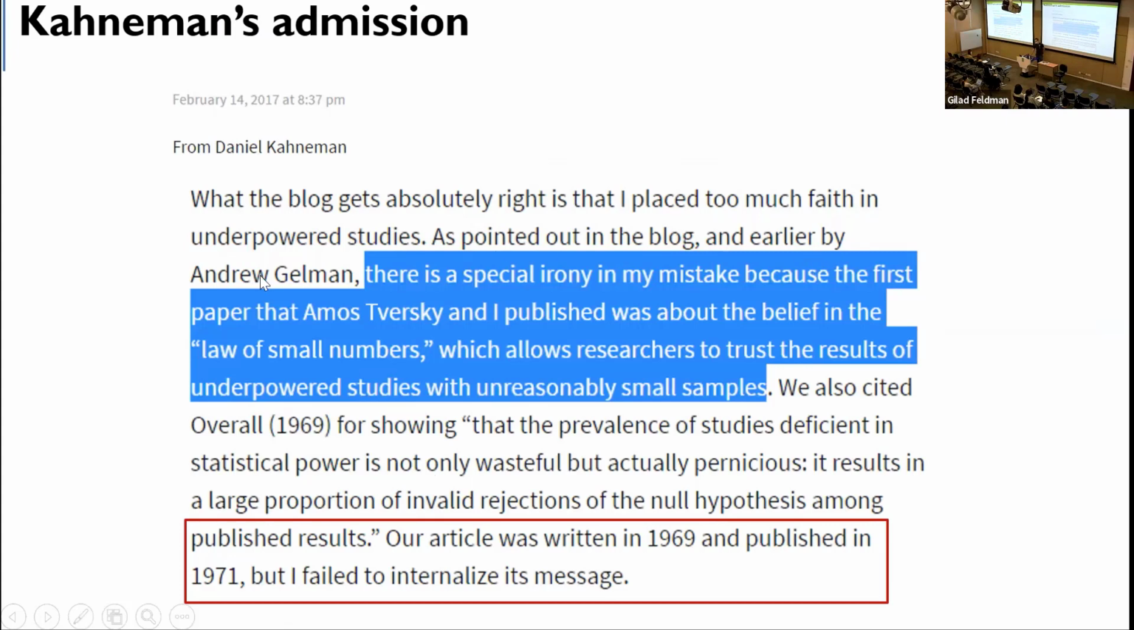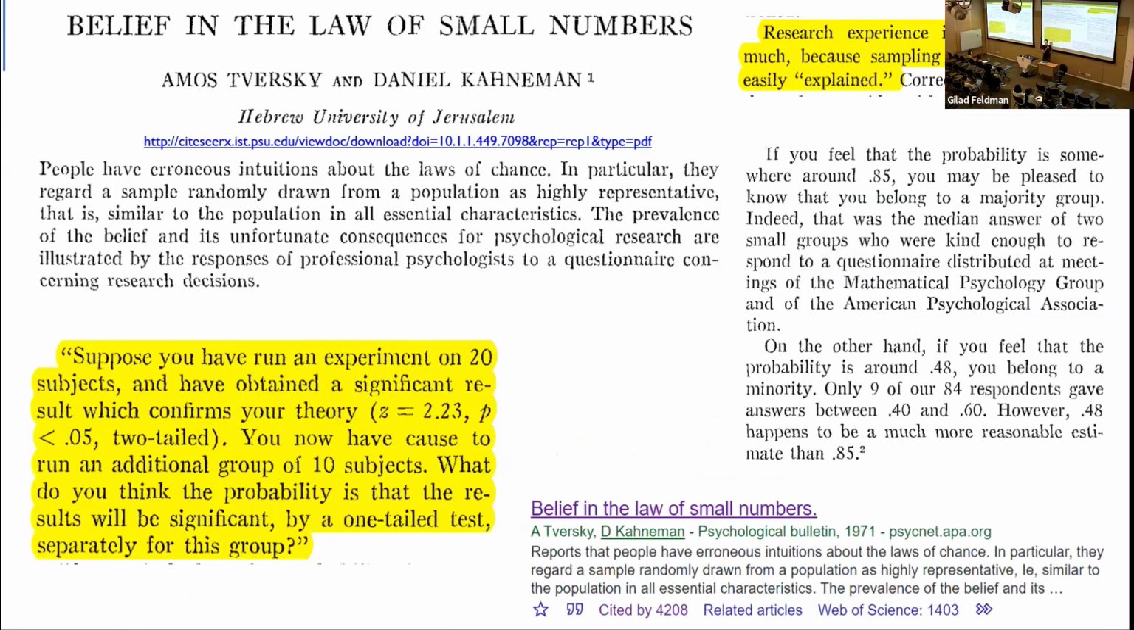As pointed out in the blog and earlier by Andrew Gelman, who is a statistician, there is special irony in my mistake because the first paper that Amos Tversky and I published that led to the Nobel Prize was about the belief in the law of small numbers, which allows researchers to trust results of underpowered studies with unreasonably small samples. Our article was written in 1969 and published in 1971. But I failed to internalize its message. How ironic is this? If you go to the paper, belief in this is the thing that started the Nobel Prize, led to prospect theory.